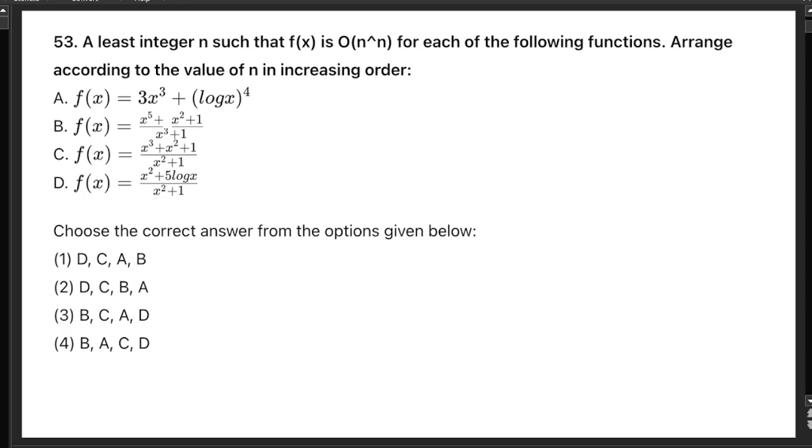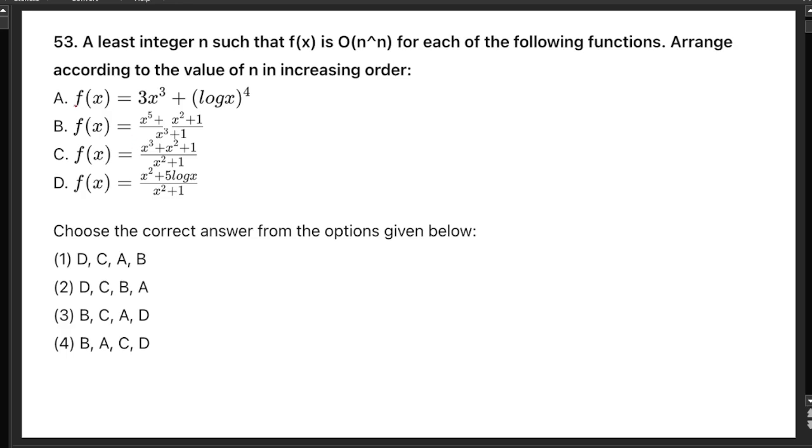Now let's see the next question. A least integer n such that f of x is big O of x to the power n, for each of the following functions, arranged according to the value of n in increasing order. The options are given below. Choose the correct answer from the options given below. Here we have several options, and from them we have to select the correct one. So let's see this, everyone.